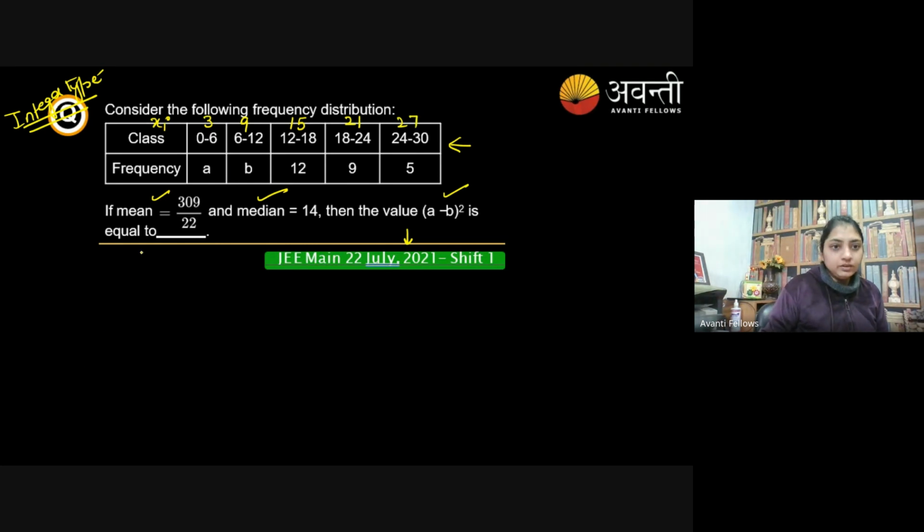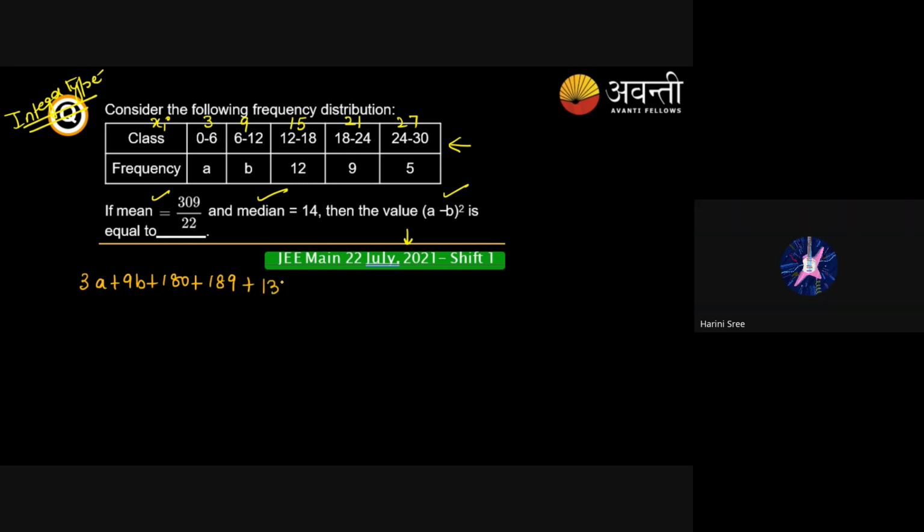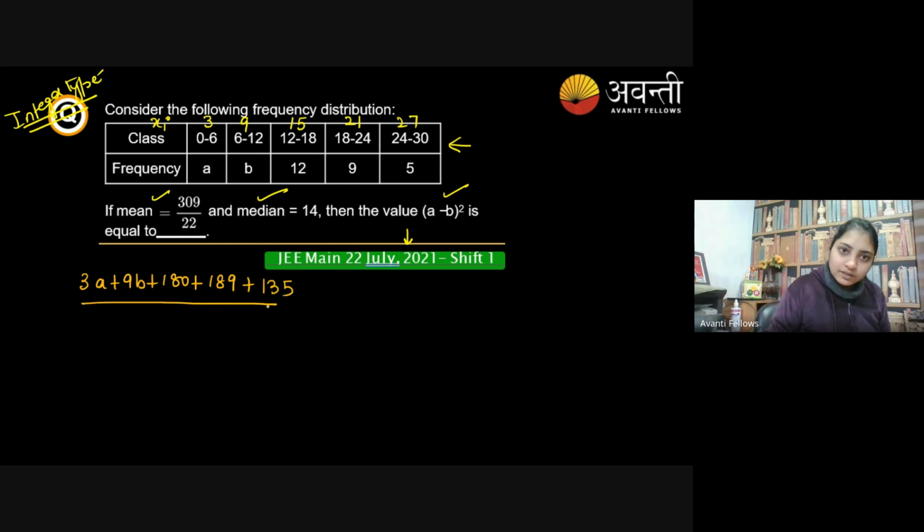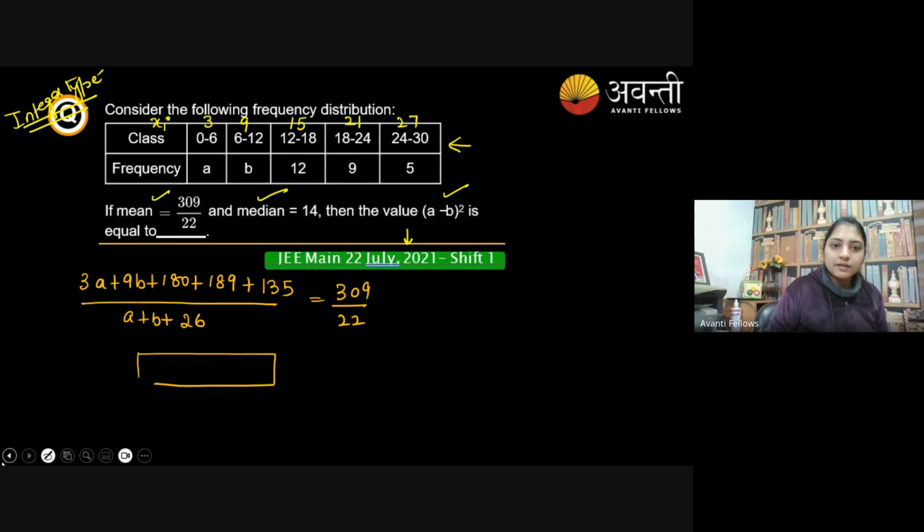So if we talk about the mean, you will say 3a plus 9b plus 15 into 12, 180, 21 into 9, 189, 27 into 5, 135, divided by the total number of items. That means a plus b plus 26 equals 309 divided by 26. From here you will have one equation in A and B.